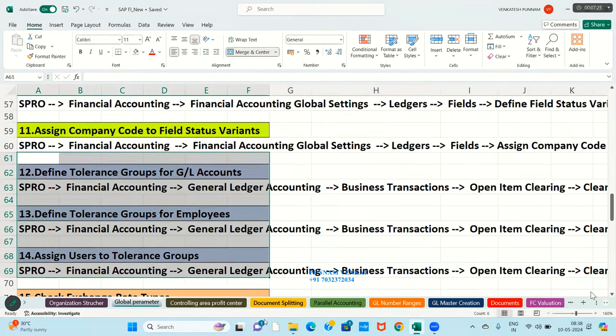Tolerance. And note down these three steps, everyone. Done. Noted, everyone. Just write headings, everyone.